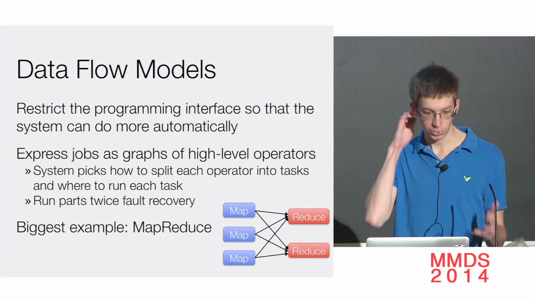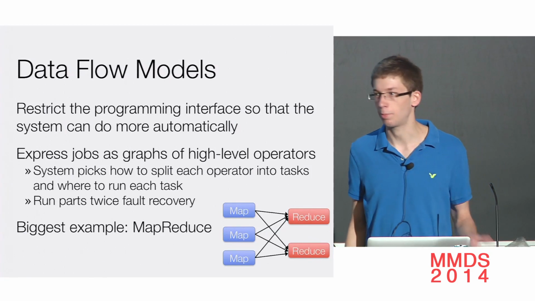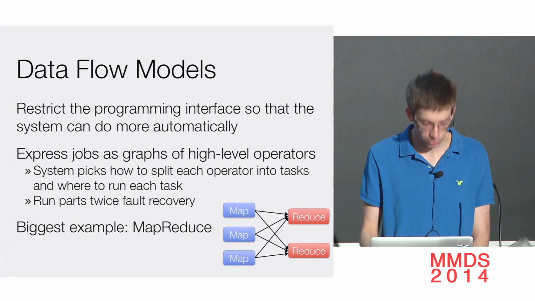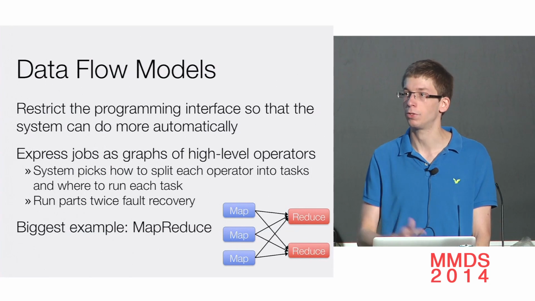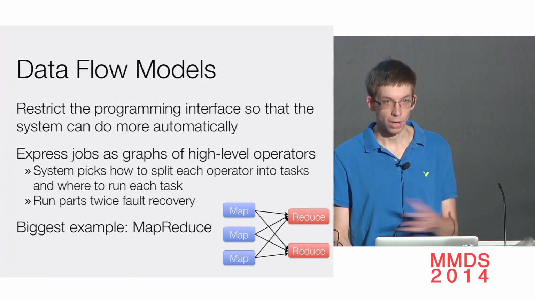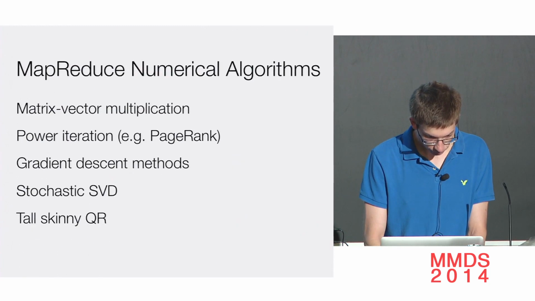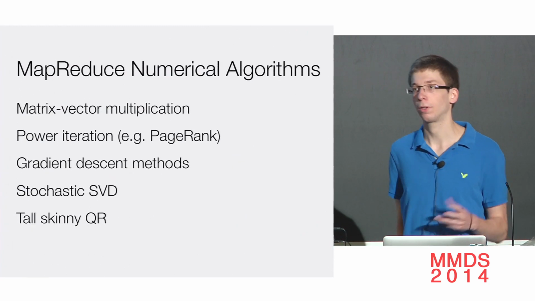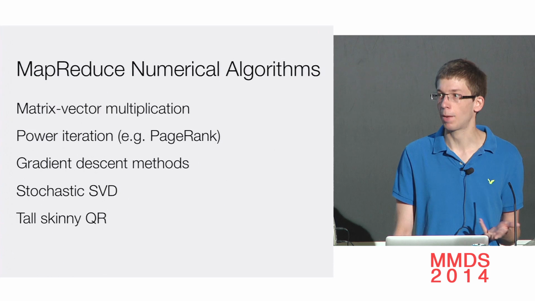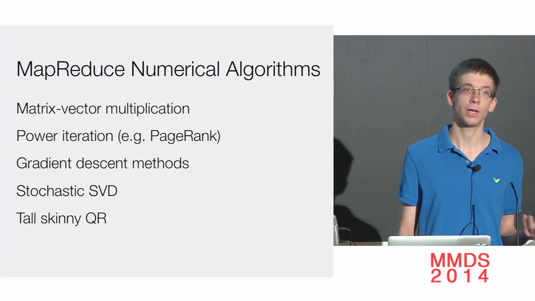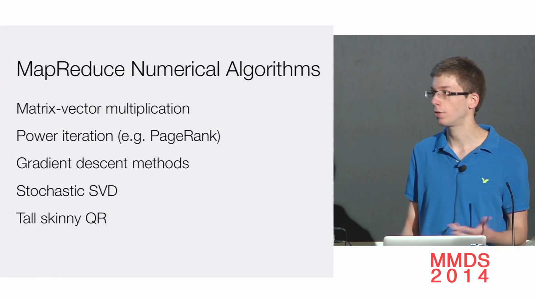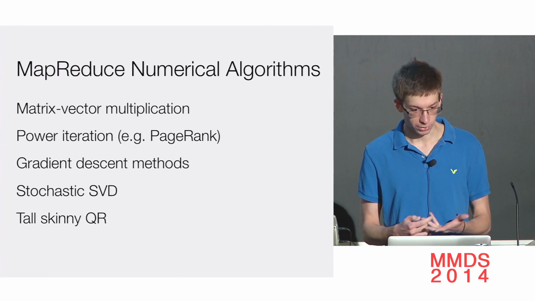So the most common example of this is MapReduce. I'm assuming everyone has seen some MapReduce. You just have these two operators, and there have been systems designed that know how to run this at large scale. So there's a bunch of numerical algorithms that have already been written on MapReduce. There's a lot of work also on analyzing computational complexity if you're restricted to MapReduce and stuff like that.